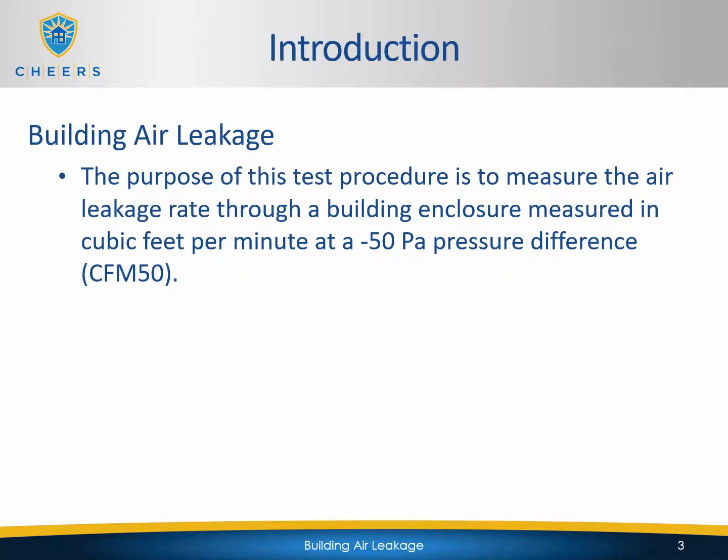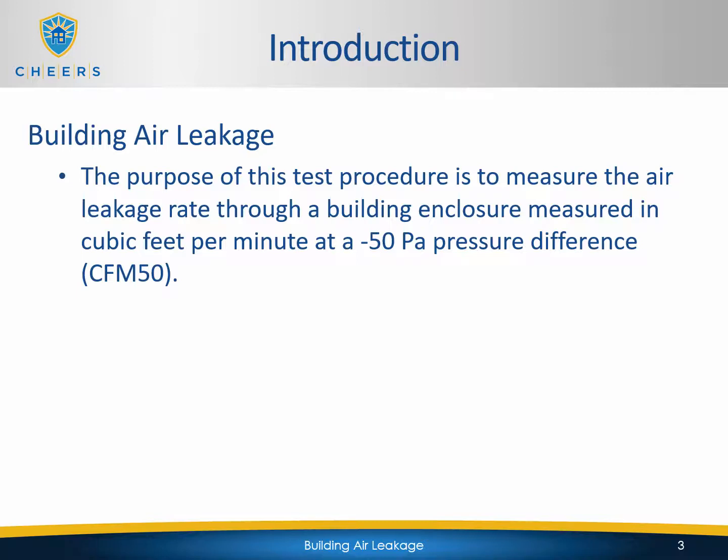So the building air leakage. The purpose of this test procedure is to measure the air leakage rate through a building enclosure, measured in cubic feet per minute at a negative 50 pascal pressure difference. So what that means is that we're going to be depressurizing the house to negative 50 pascals for the purpose of this test with a blower door.